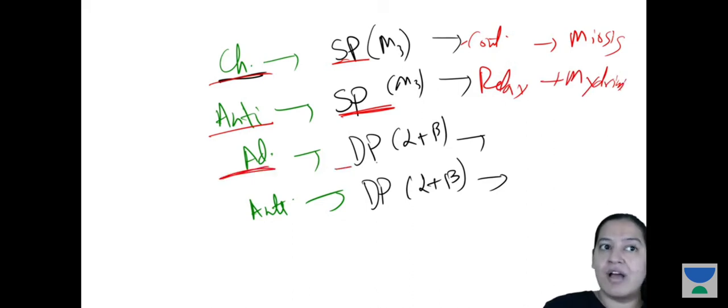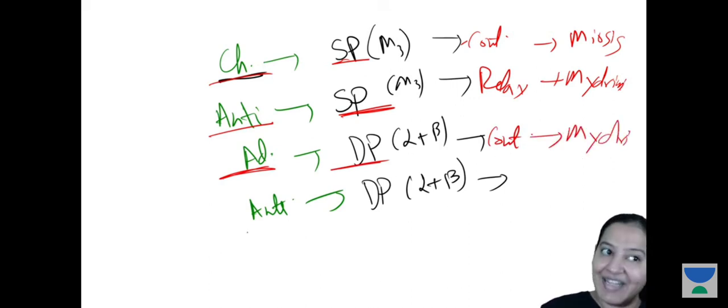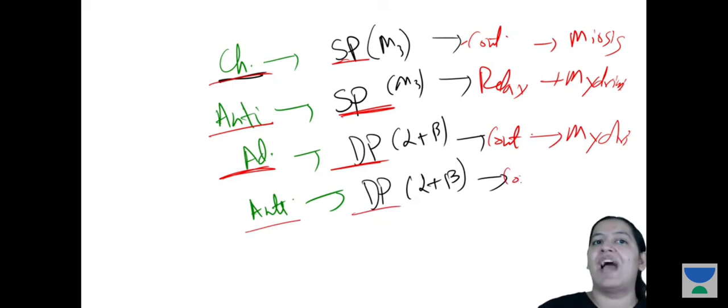Adrenergic drugs cause contraction of dilator pupillae, so that's why they cause mydriasis. And anticholinergic drugs cause relaxation of the sphincter pupillae. That's why they cause miosis.